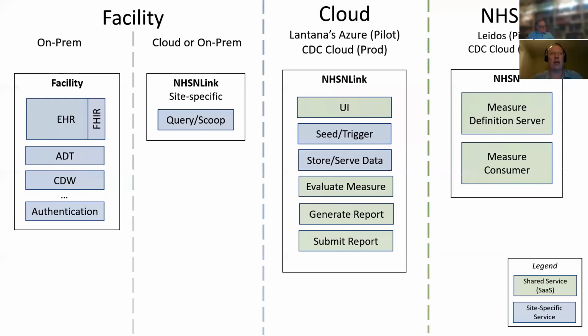In this case, it would be a composition resource or a FHIR document bundle with other resources. And we can basically take the measure and convert it to that, or just send the measure itself directly to NHSN.